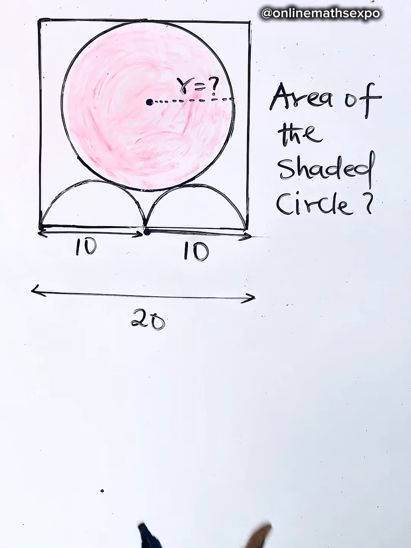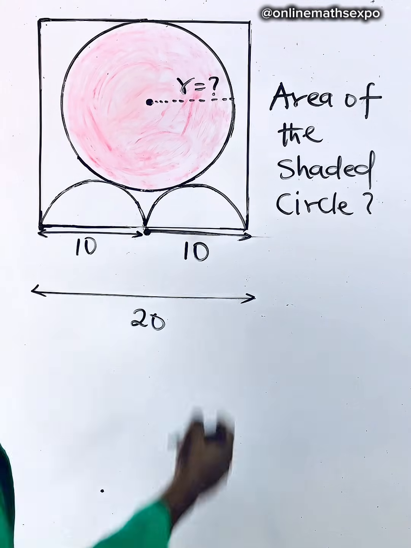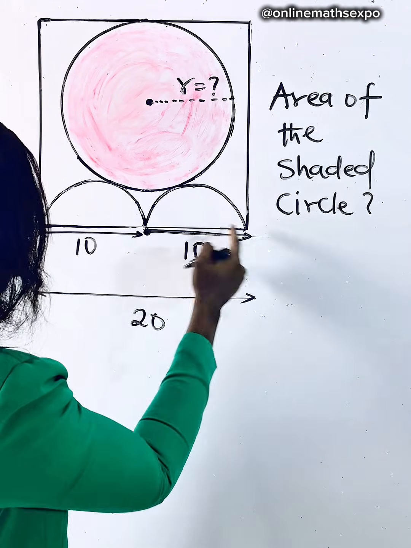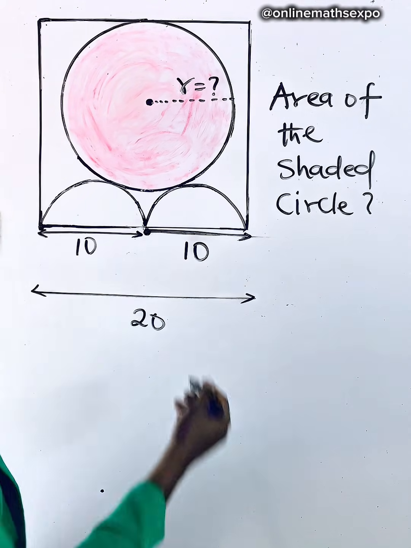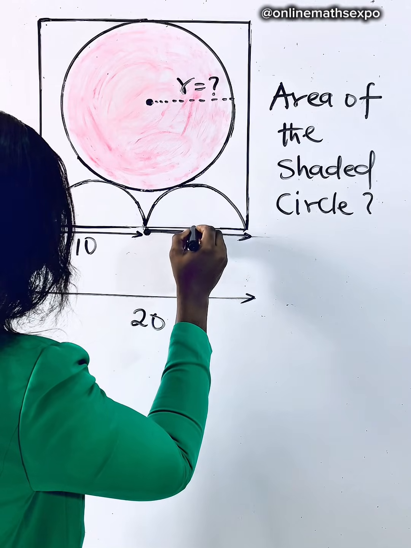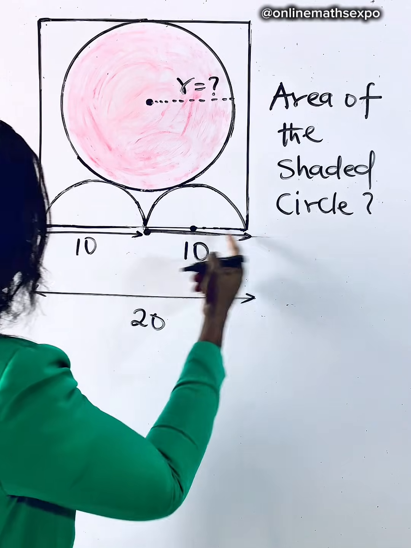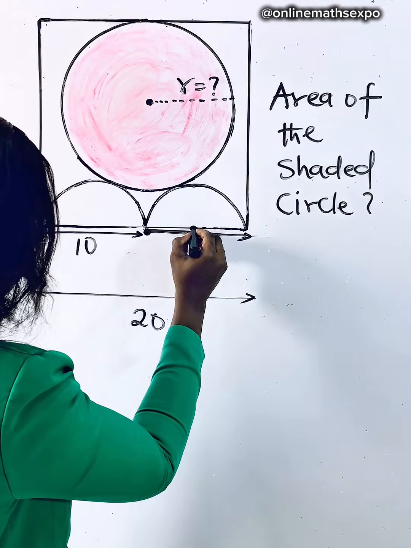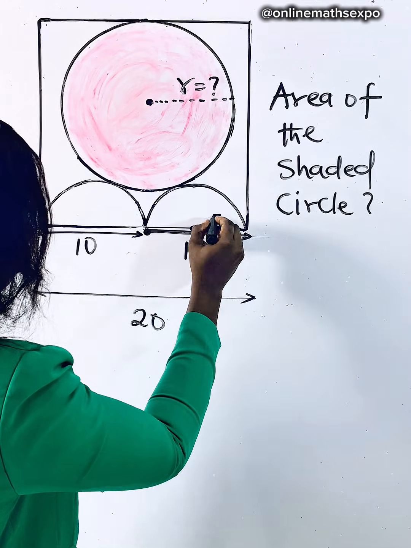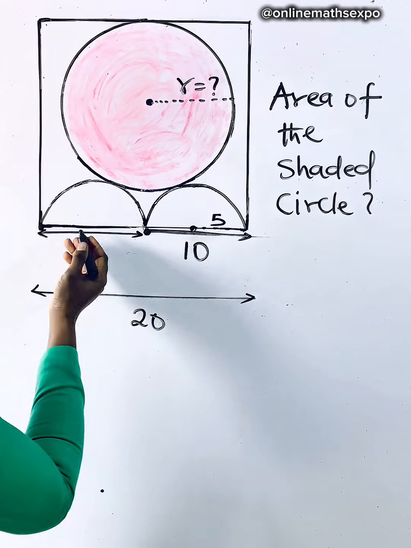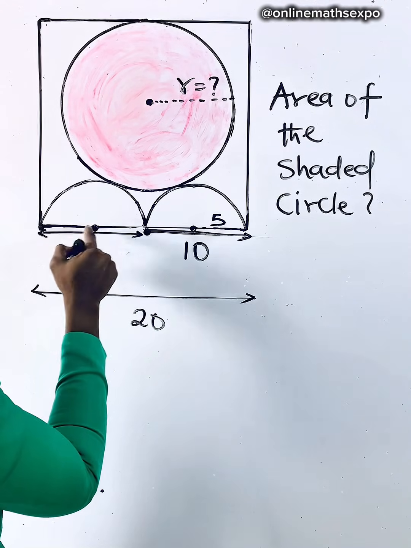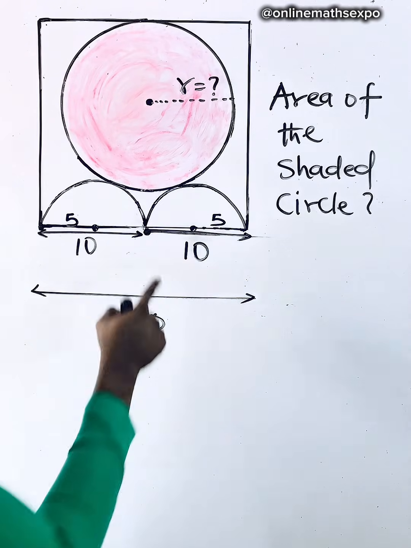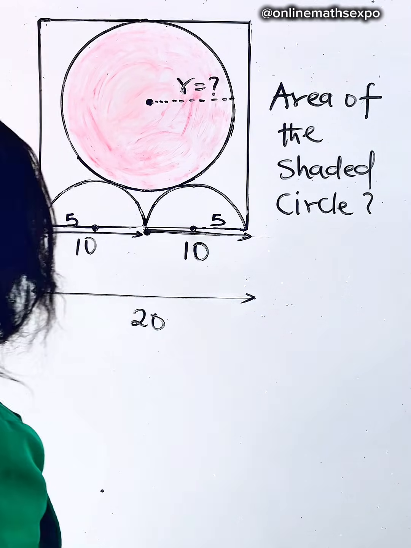Now, what do we do next? Our target is to find this R. Go back again. Remember that this is the diameter of the half circle. So we are free to get the radius from the center to touch this, and that is half of this length. In that case, from here to here is going to measure 5 units. Then we can also get the radius of this. From here to here also measures 5. From here to here measures 5. And from here to here also measures 5.